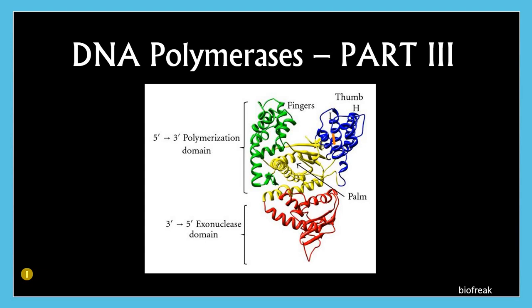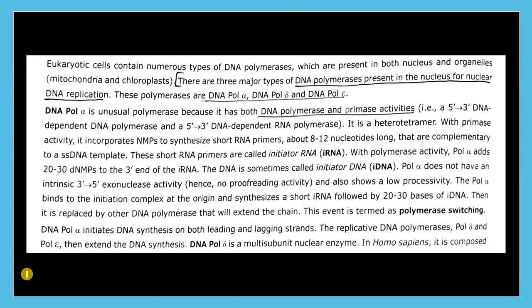Let's talk about DNA polymerases in eukaryotes. So I'll be referring to the Pathfinder book. Eukaryotic cells contain numerous types of DNA polymerases in both the nucleus as well as other organelles like mitochondria, and in plants we have chloroplasts. And these organelles have their own genomic material that has to be replicated.